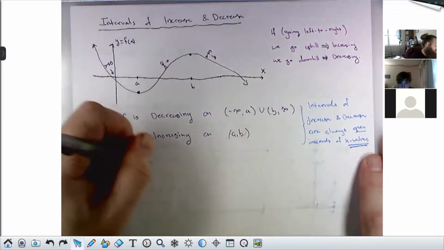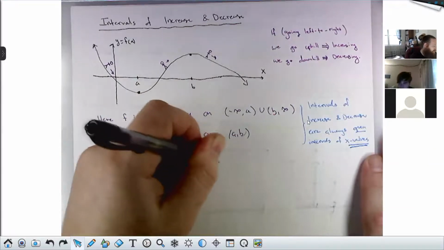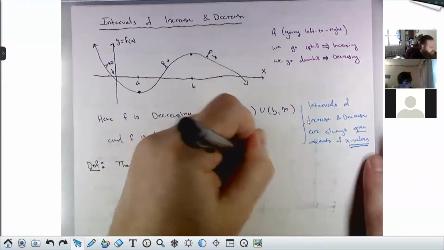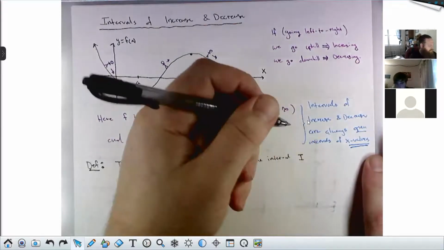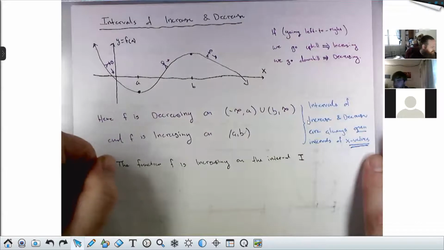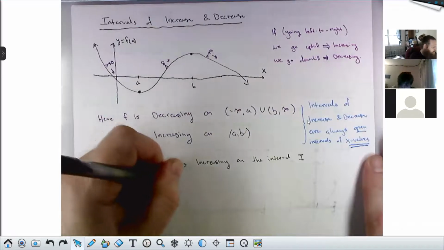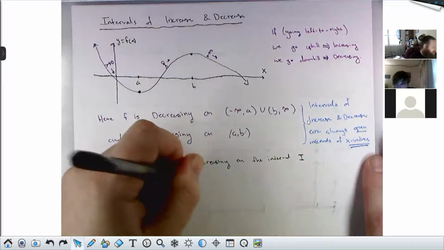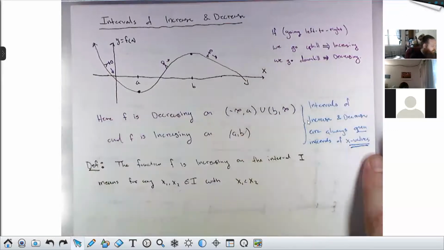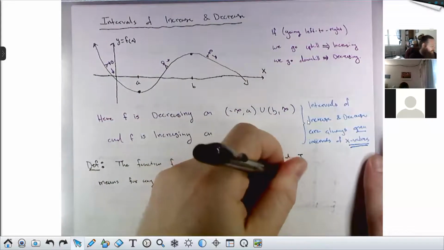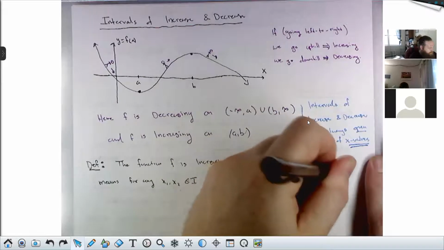The function f is increasing on the interval, I'll just use the letter I, means for any x1 or x2 that are elements of the interval I with x1 smaller than x2, we have f of x1 is smaller than f of x2.